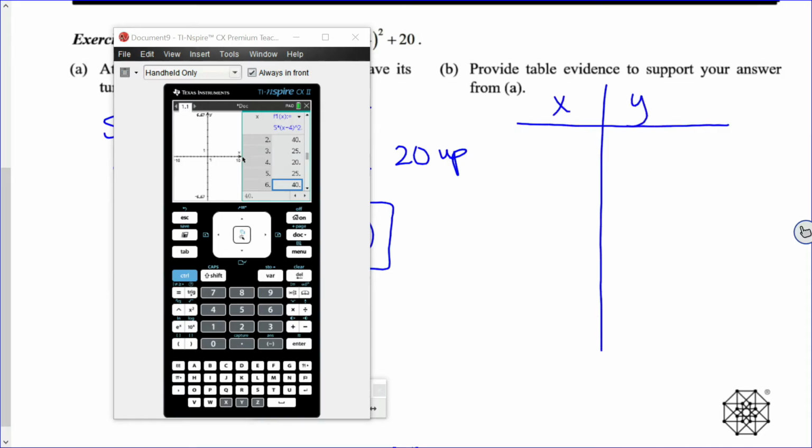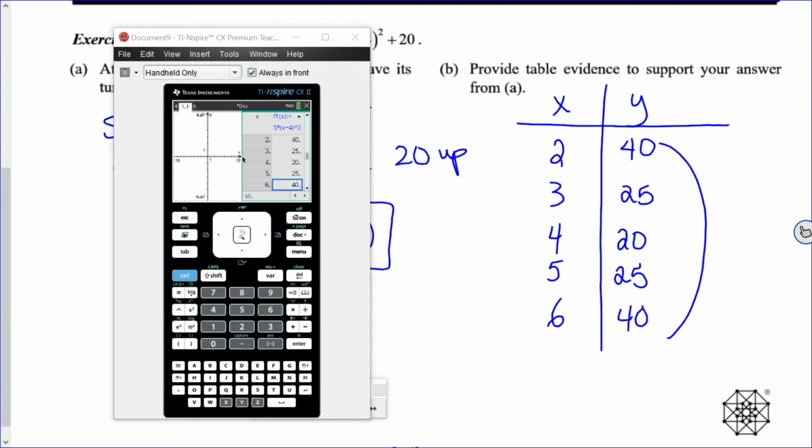X, Y, 2, 3, 4, 5, 6. At 2 we have 40. At 3 we have 25. At 4 we have 20. At 5 we have 25. And at 6 we have 40, right? Whoops. Look for the symmetry, and there's our turning point.